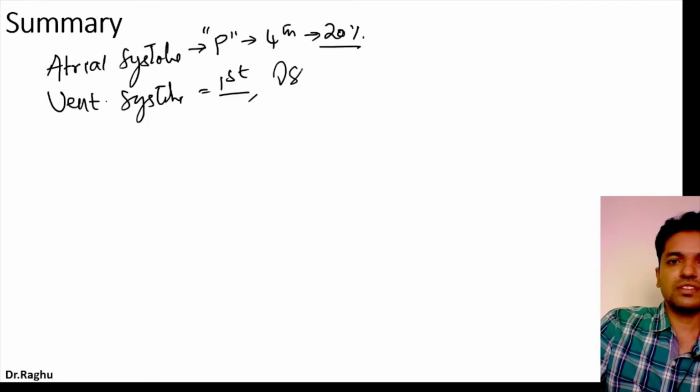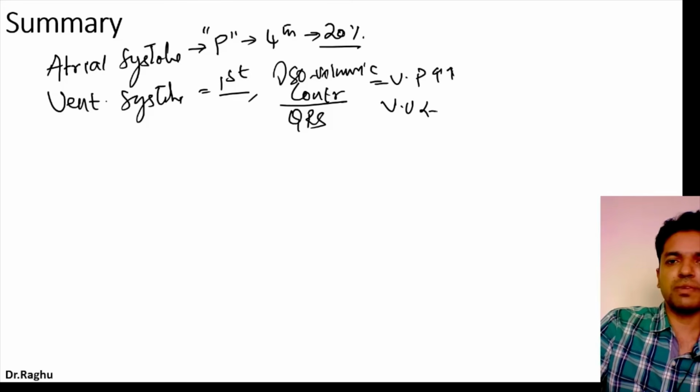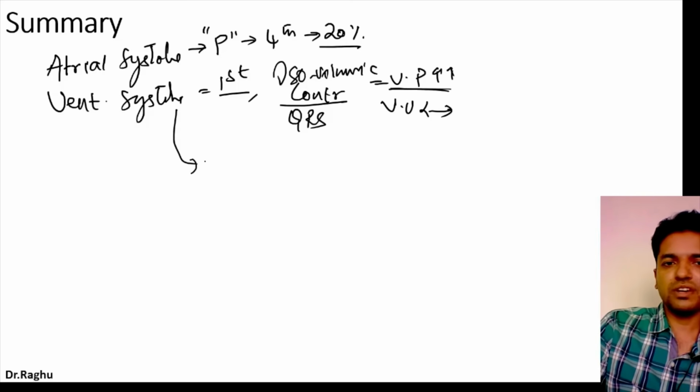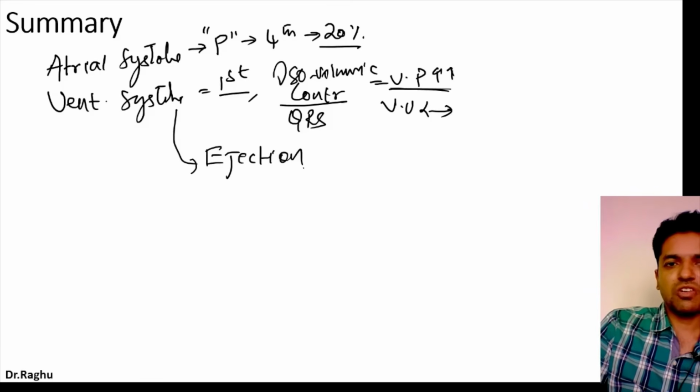In this there is a phase which is called as isovolumic contraction phase, wherein you see the appearance of the QRS wave and the ventricular pressure goes up and the ventricular volume remains the same. Once the pressure inside the ventricle increases, what is going to happen? There is going to be opening of the semilunar valve and there is going to be ejection of the blood.